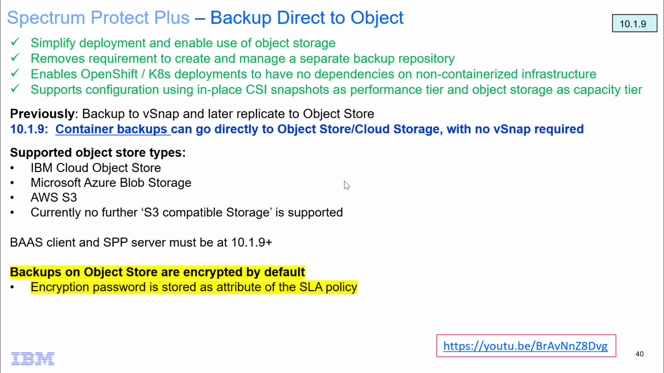If you're using Spectrum Protect Plus and backing directly up to an object store, instead of backing up to a VSnap, the backups on the object store are going to be encrypted by default. We figure those object stores are probably public clouds, so it's probably best to have the backups be encrypted. And the encryption password is stored as an attribute of the SLA policy.